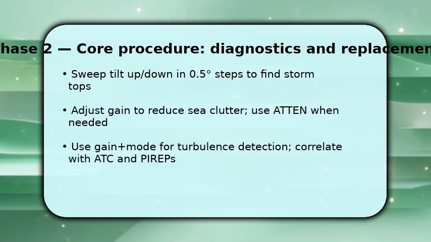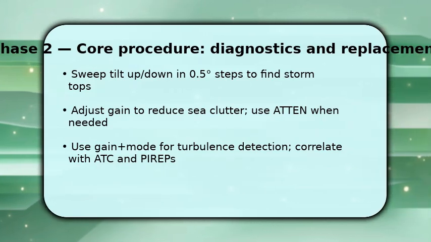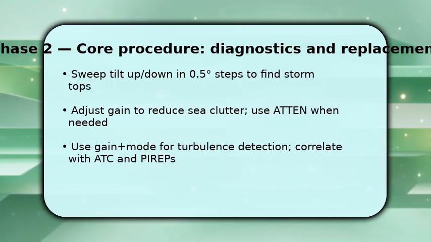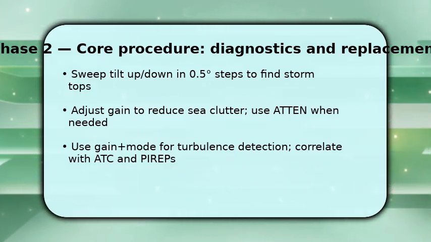If returns overwhelm, engage attenuation or use the attend function to suppress strong returns near the aircraft. At the same time, cross-check relative motion and turbulence indicators, and compare radar echoes with ATC traffic.